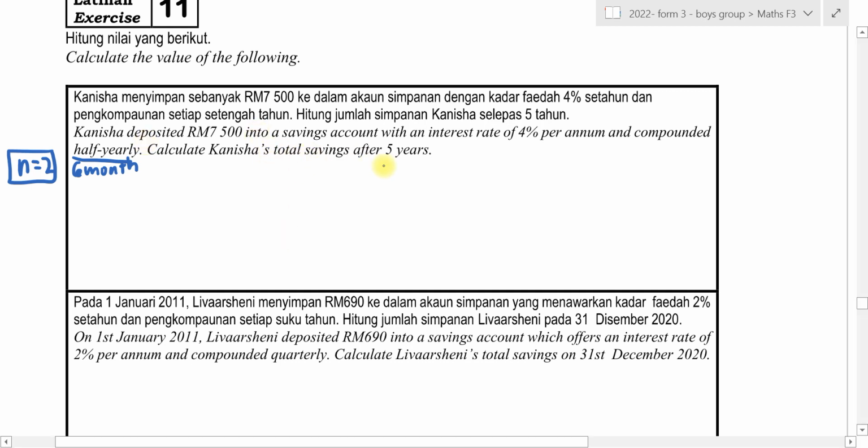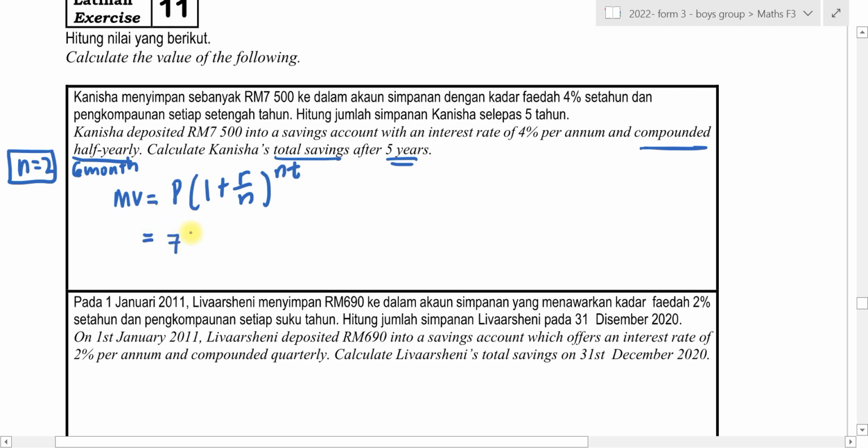Calculate Kanisha's total saving after 5 years. So normal. The total saving is the MV formula. How do you know whether to use the simple interest formula or compound interest? Whenever they mention compounded, it's compound interest. If they never mention it, simple interest. That's it. So MV equals P(1 + r/n)^(nt). Every time write the formula, then you can remember.